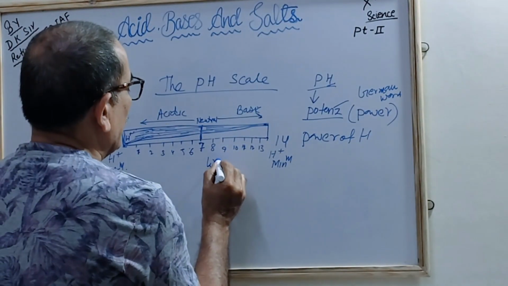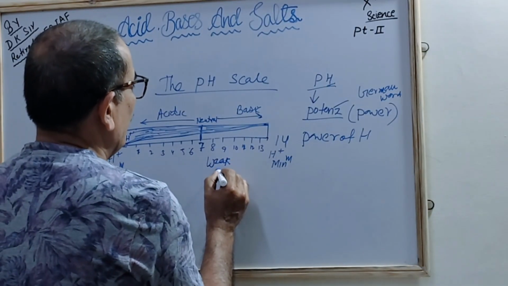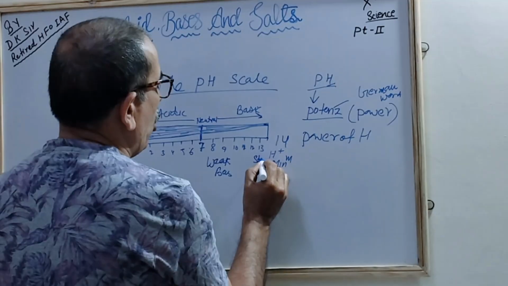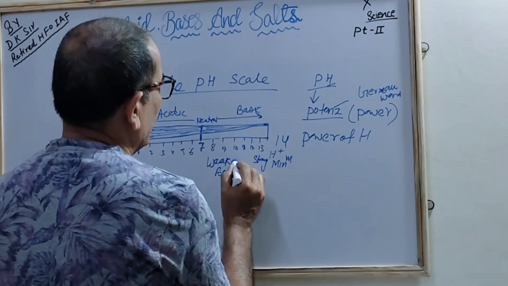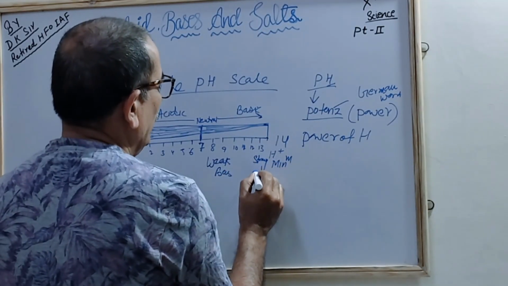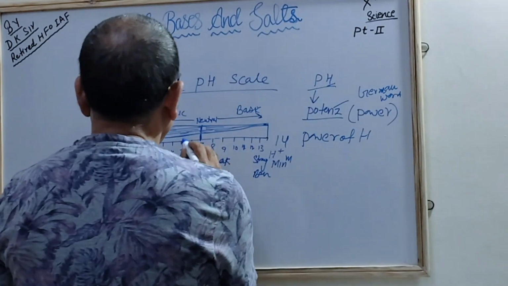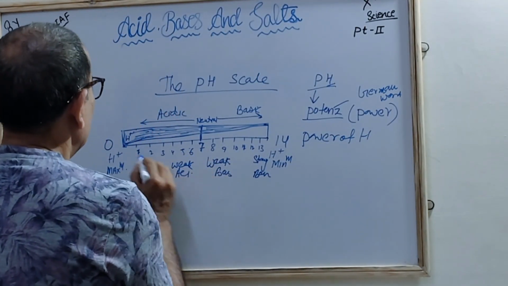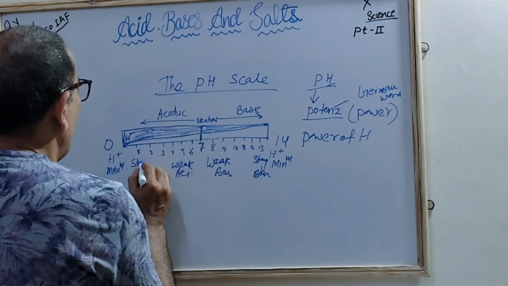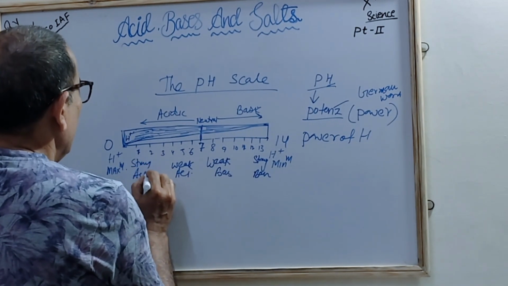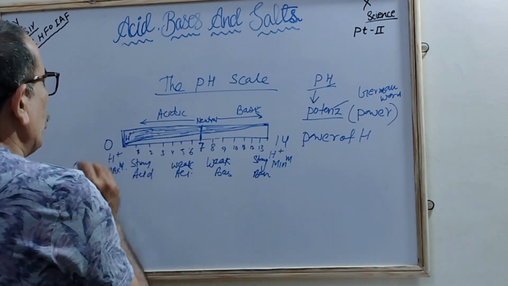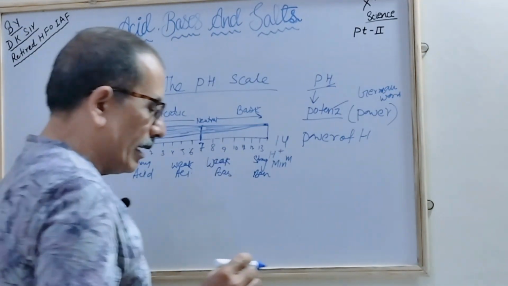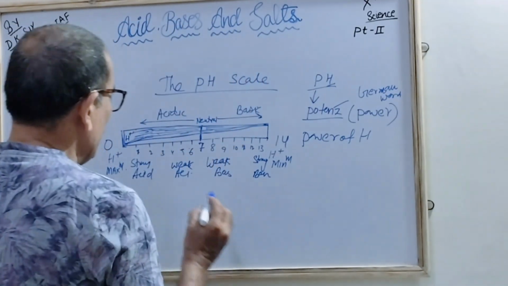So this zone you can say is the weak base, and this zone you can say is the strong, a strong base, correct? Here also you can say the weak acid, and this side it is a strong acid, correct? So the closer it is to the 0, the stronger the acid is, correct? So that is the way you can check it.